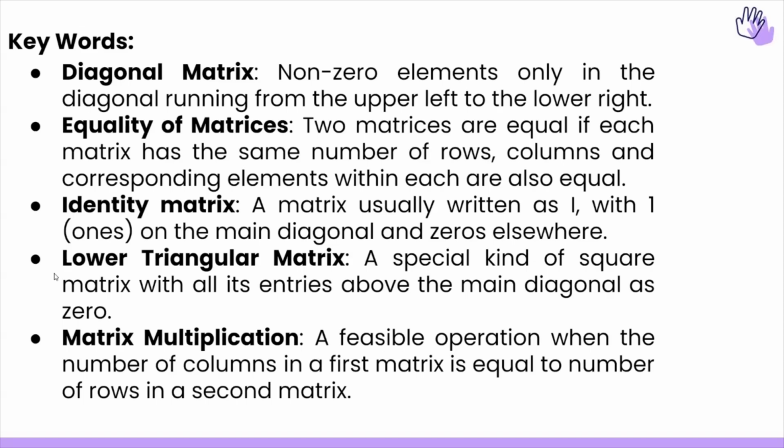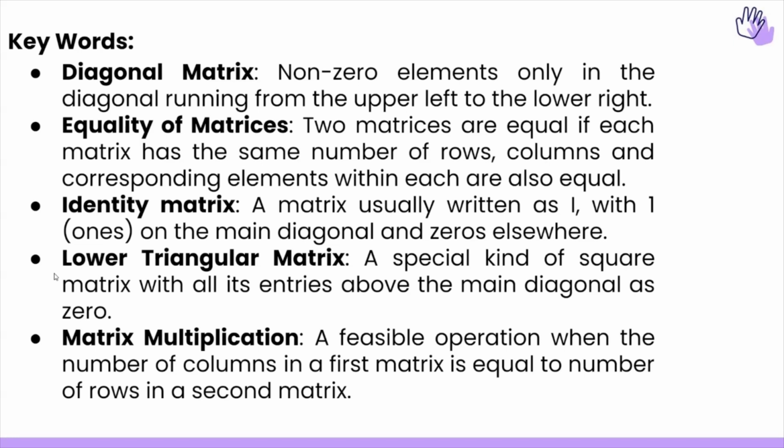Coming to the next keyword, the identity matrix. It is a matrix usually written as I, with ones on the main diagonal and zeros elsewhere. In the rest of the area you will only find zeros, and on the diagonal you will only find ones. So all identity matrices are diagonal matrices, you can say.